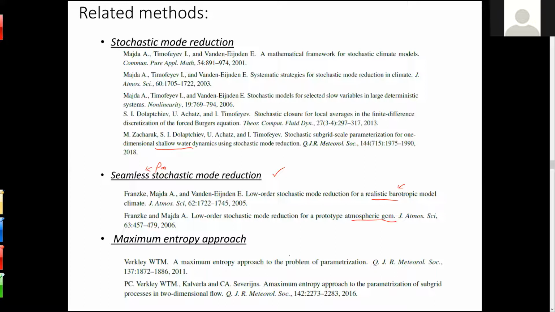Related to that is the maximum entropy approach. This method first estimates the density or the distribution of the subgrid processes before doing everything that we've done. These are some papers that you can refer to if you are interested in knowing what that is.